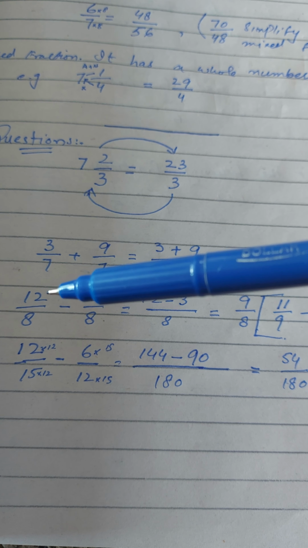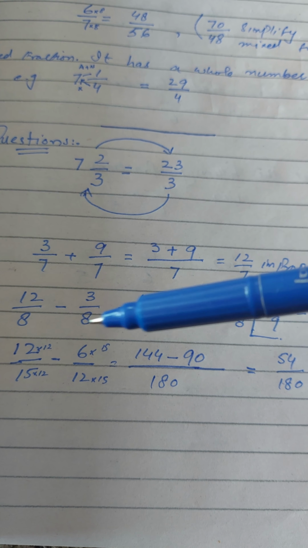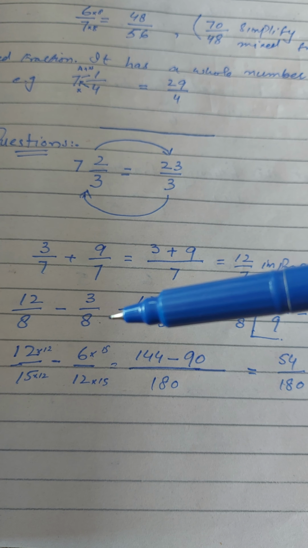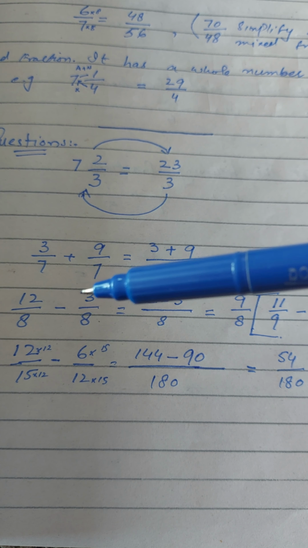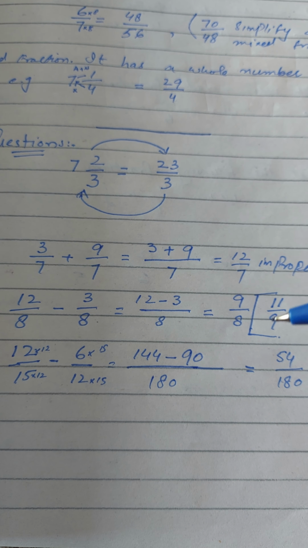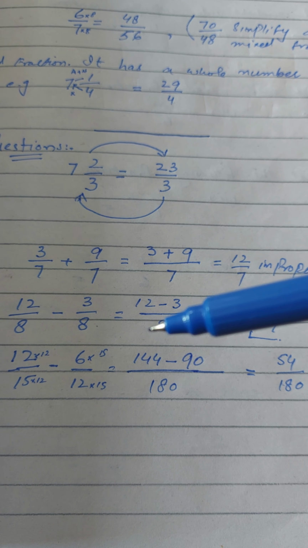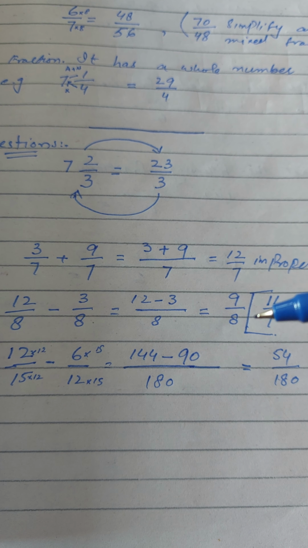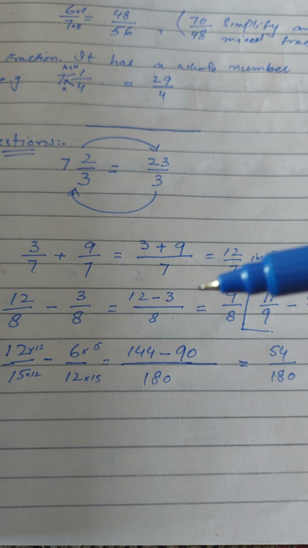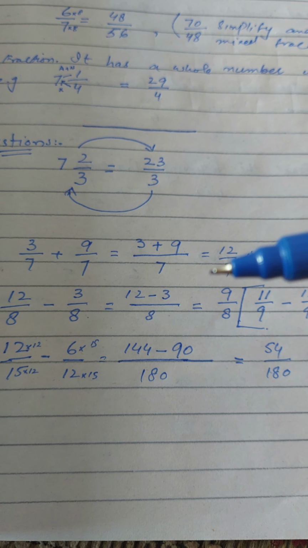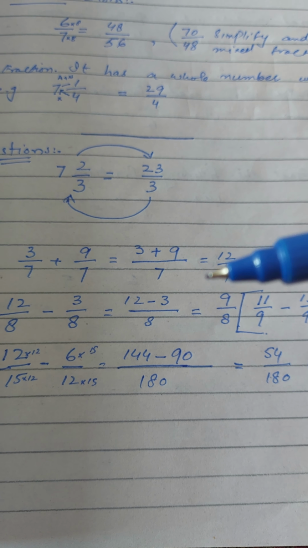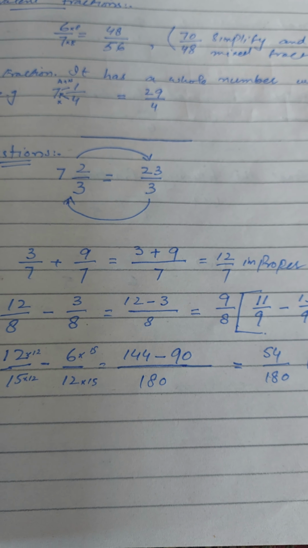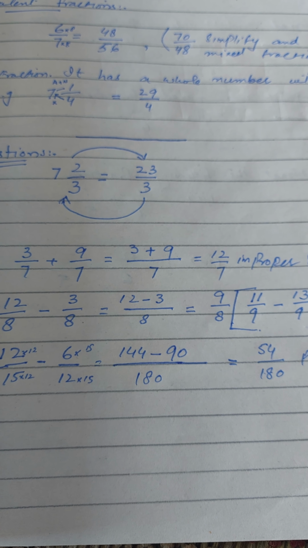Here you can see the question, 12 by 8 minus 3 by 8. These have the same denominator, so simply you do 12 minus 3 is equal to 9 by 8. So this is your improper fraction. And after this addition and subtraction, we will do the multiplication and division of fractions, and we will go further accordingly.